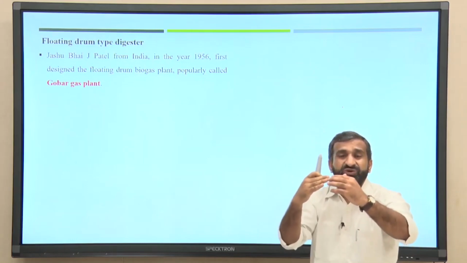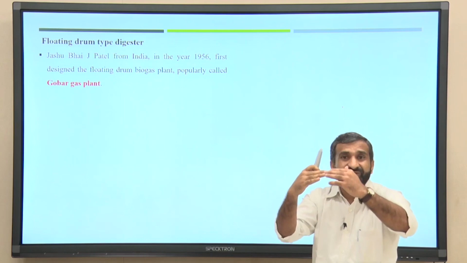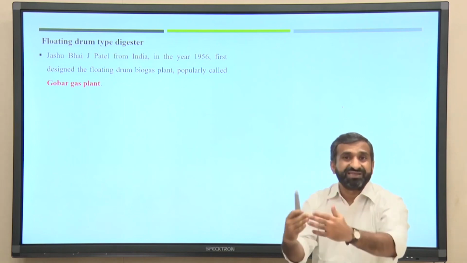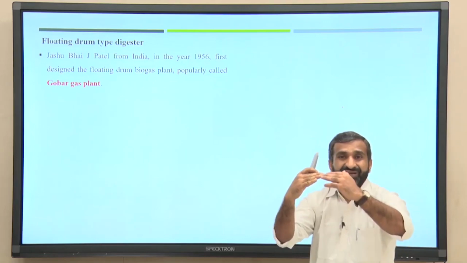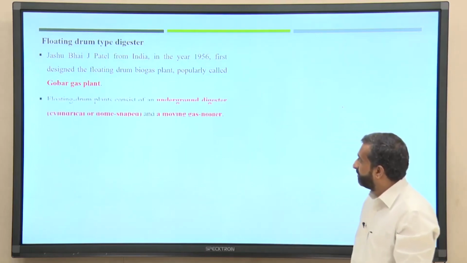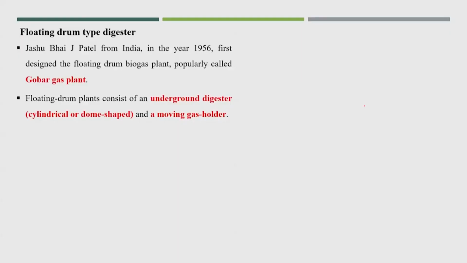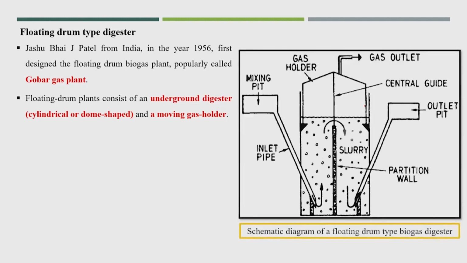So, you can go for metal construction of this kind of dome, or we can make some plastic one also, so that we can reduce the leakage of the gas. So, the floating drum plant consists of an underground digester, maybe cylindrical or dome shaped, and a moving gas holder. That was his idea. This is the fixed one, okay, and this dome is a gas holder. Once the gas production happens, this gas will be stored in the gas holder, and if the gas concentration increases, this dome will go upward.